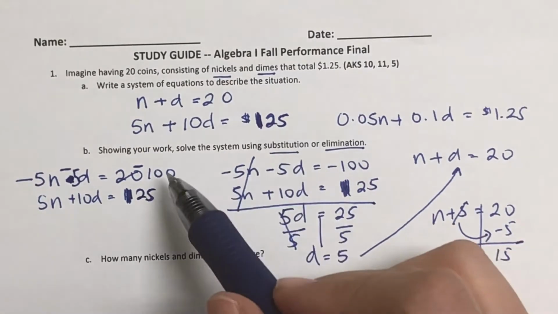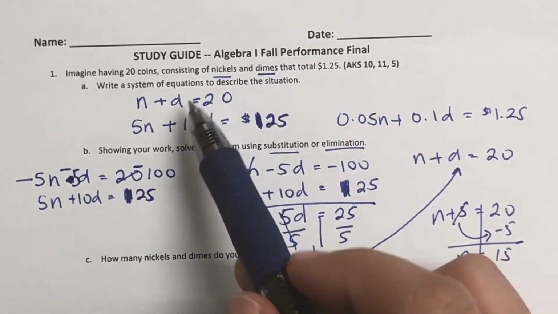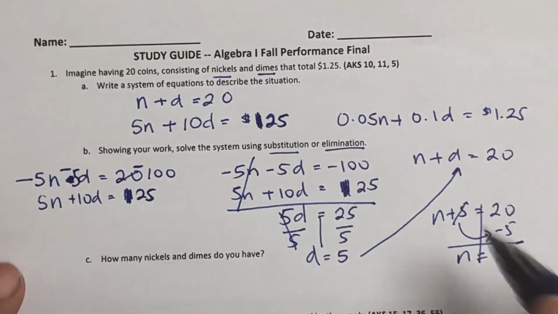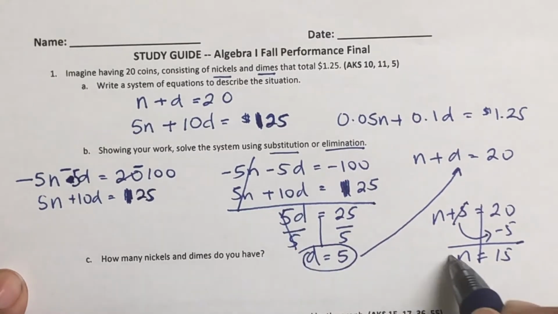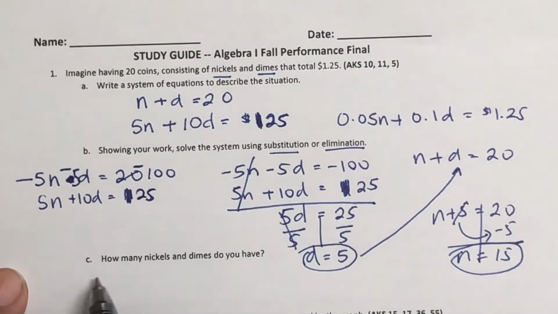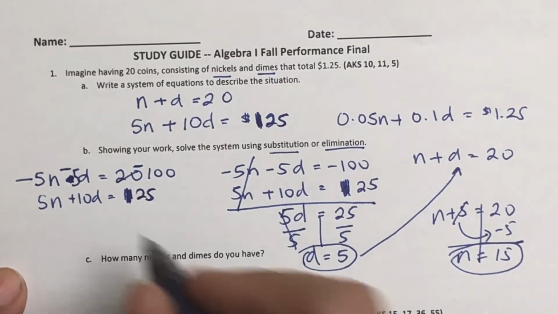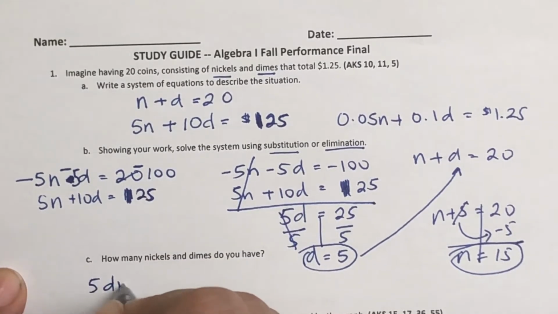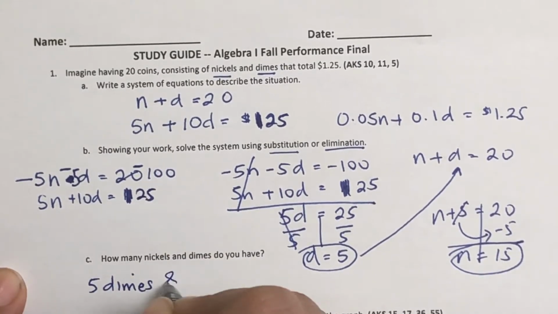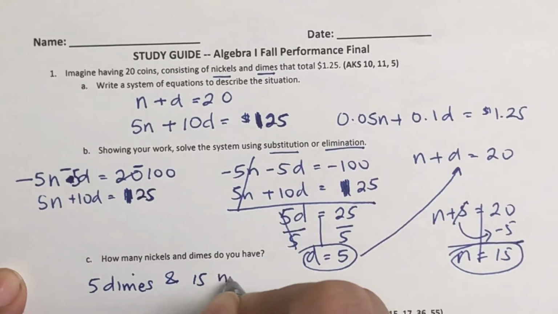All right, so showing your work, solve your problem. So I have 5 dimes and 15 nickels. Oh, I guess that's the question. How many nickels and dimes do you have? I have 5 dimes, and I guess you have to write it out in words, and 15 nickels.